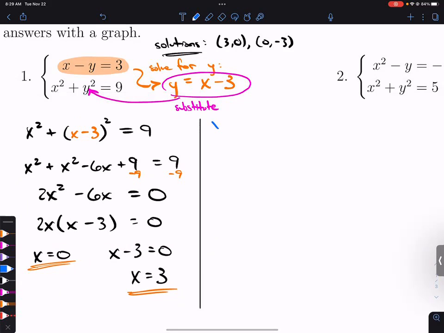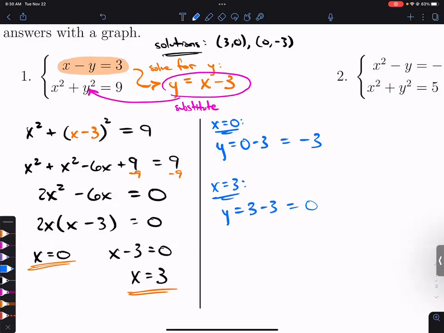Again, you can plug that in wherever you want to. Since we did a substitution, I've already got a good place to do it. I know that y is x minus 3. So if x is 0, then y is 0 minus 3, so y is negative 3. If x is 3, then y is 3 minus 3, which is 0.